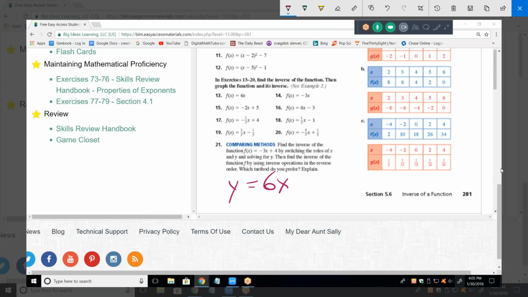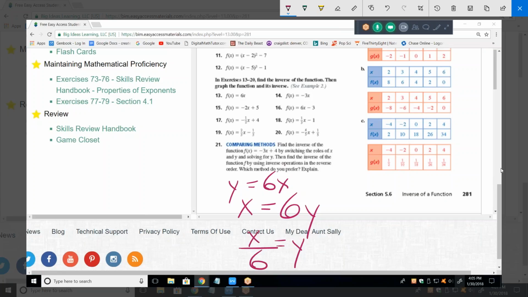Now switch the variables. What's the next line? So x equals 6y. Now solve for y. So x over 6, or 1/6 x.